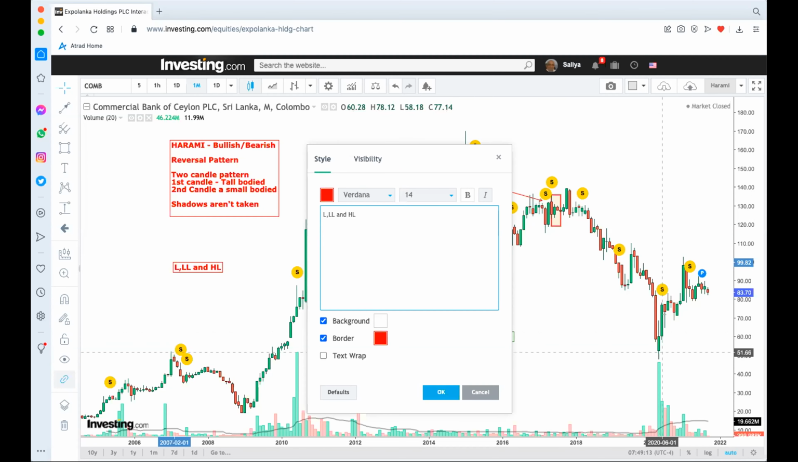You can see a swing low here. The low of this candle is 56.90. The low of this candle is 47.70.